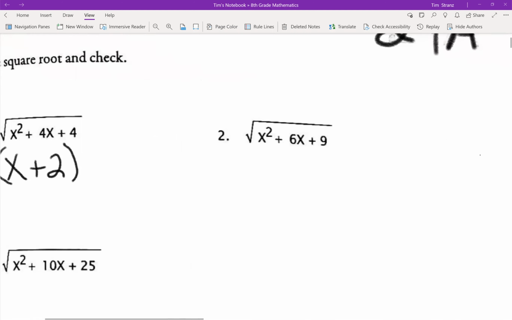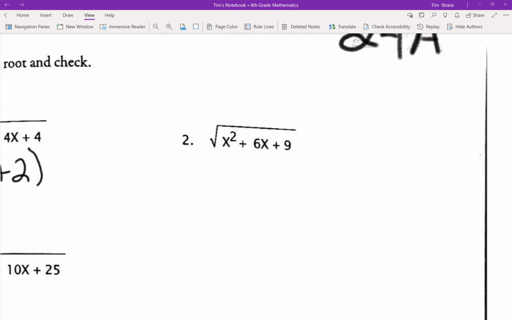Okay, the square root of number 2, so let's look at, we got x squared plus 6x plus 9. Again, you only need to look at the first term and the last term. So we know the first term is going to be x, because x times x is x squared. And we know the third term, square root of 9, is going to be 3. So x plus 3 is the square root of this trinomial.